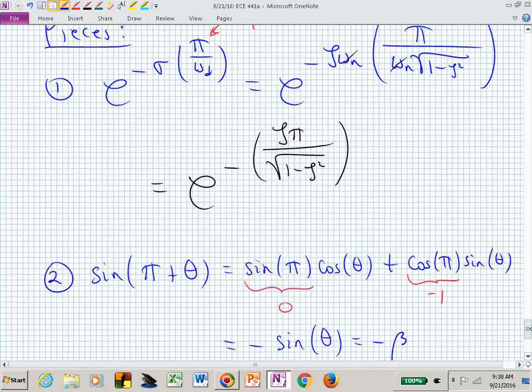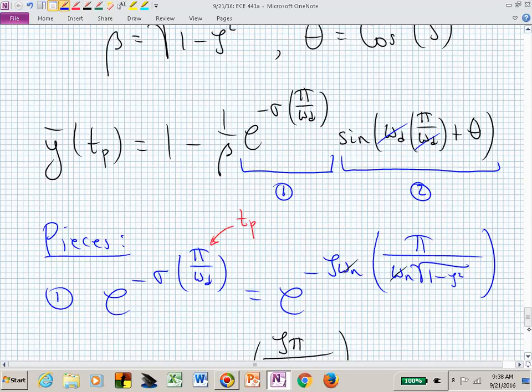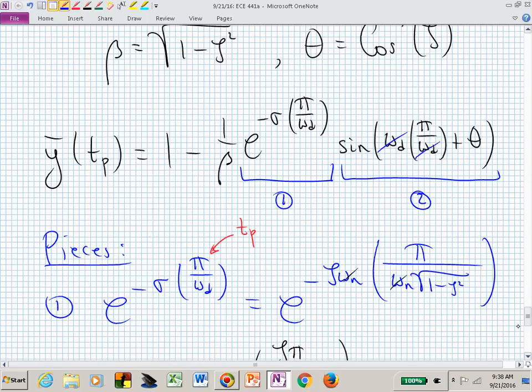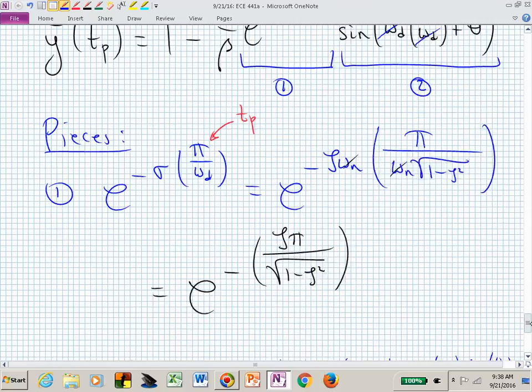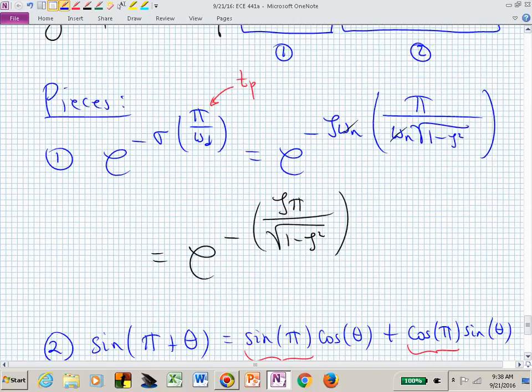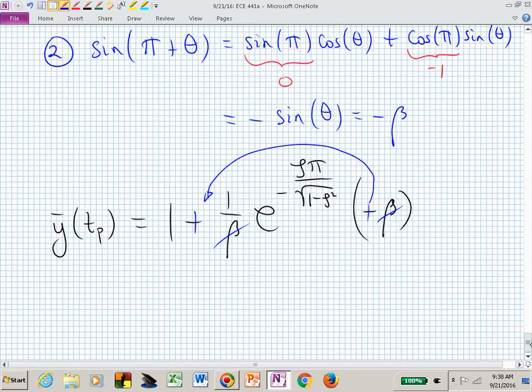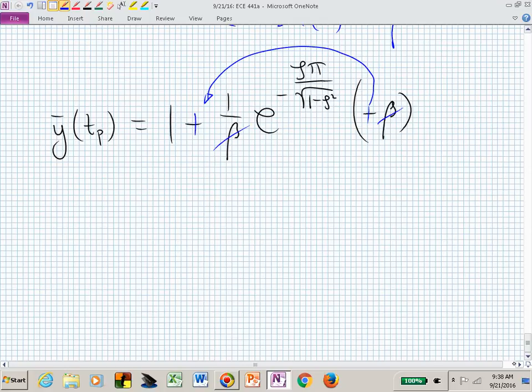So now sine of pi plus theta, we've reduced to the minus beta, and that was the second piece of our expression. We have 1 minus 1 over beta, the first term, times the second term. The second term is just minus beta. The first term is the e to the minus zeta pi square root of 1 minus zeta squared. So you can look at that a little bit later.